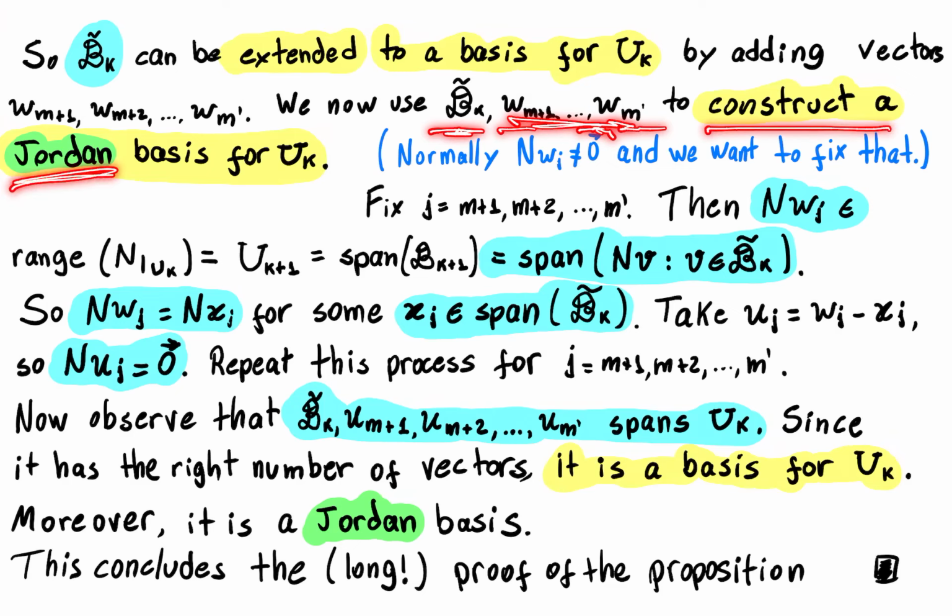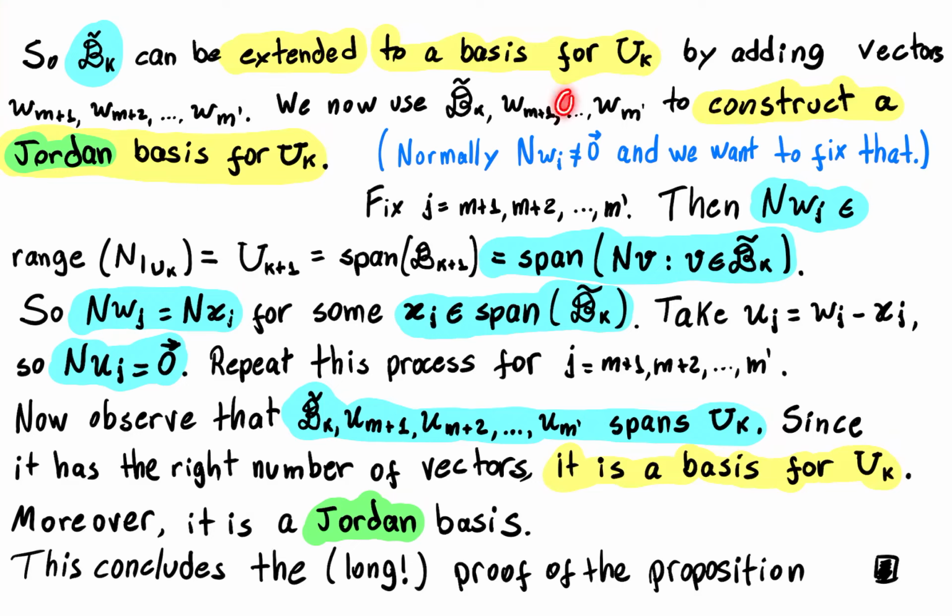We add more vectors to it, but now we want to use these vectors together with this basis to construct a Jordan basis. So what we're missing here is the term Jordan. Okay? Why is this not a Jordan basis? Because normally n applied to these vectors does not go to 0. So if you write n with respect to this basis here, it will not be nice. We want to fix that. So this unpleasant property, that's what we want to fix. So how do we do that?